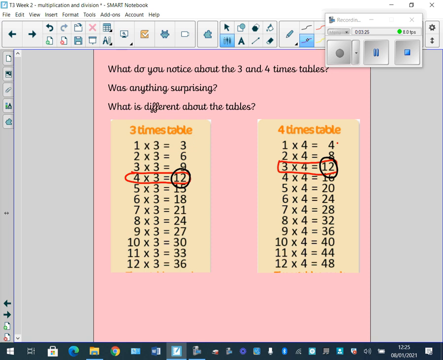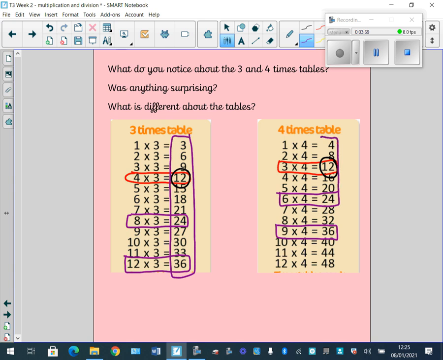Okay. Alright, let's have a little look, shall we? So I know that 8 times 3 is 24, and I know that 4 times 6 is also 24, or 6 times 4. Okay, and I know that 9 4s are 36, and I know that 12 times 3 is also 36. So these answers here, these are what we all call multiples. The multiples in the 3 times table, and here are all of the multiples in the 4 times table.